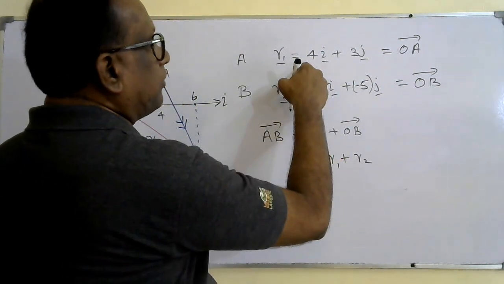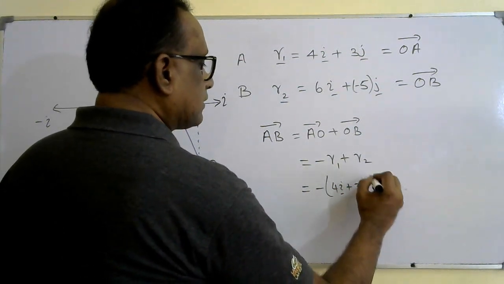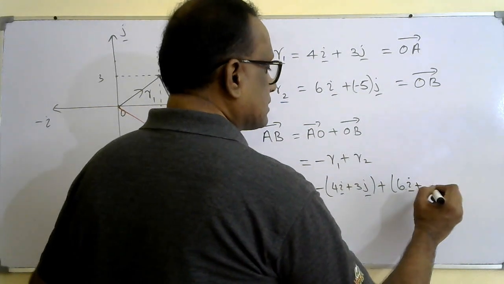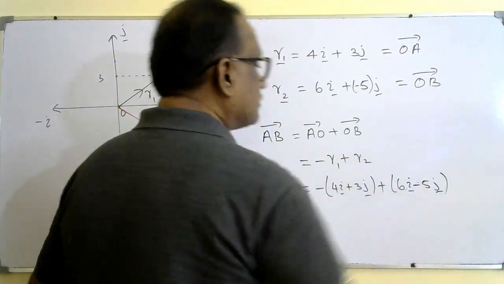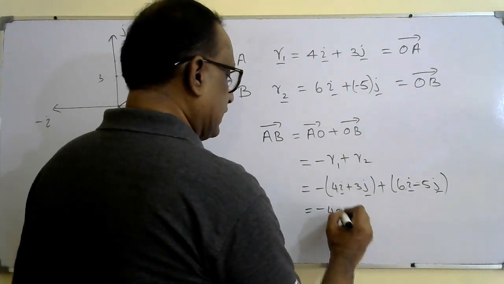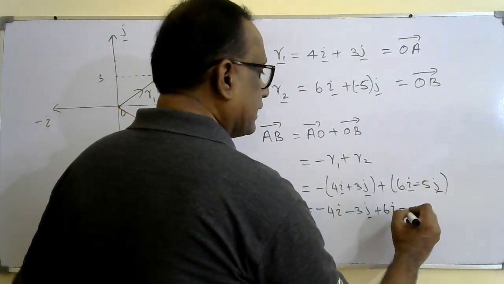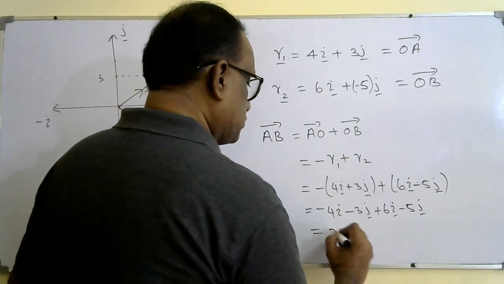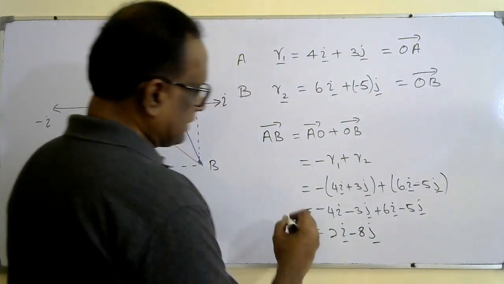Minus R1 means minus 4i plus 3j, plus R2 is 6i minus 5j. Okay, if you solve it, you will get the vector AB. So vector AB will be minus 4i minus 3j plus 6i minus 5j. So that's going to be 6i minus 4i, that is 2i, minus 3j minus 5j. That is the vector AB.